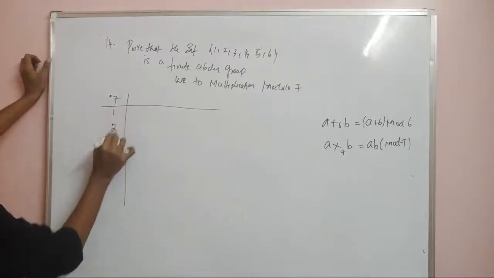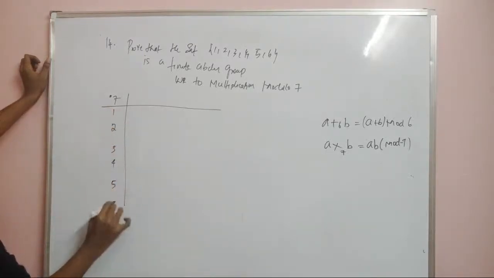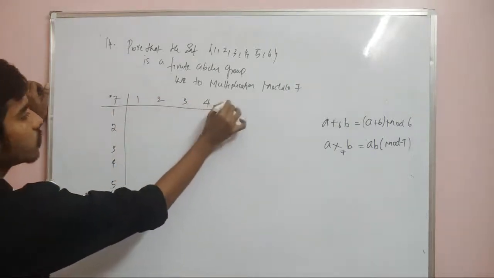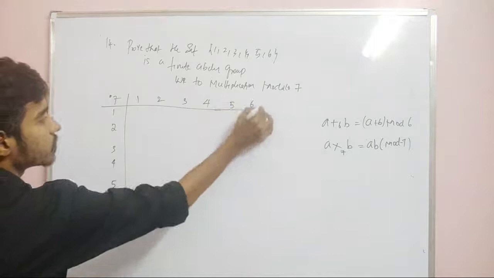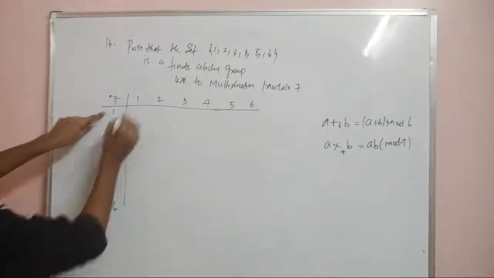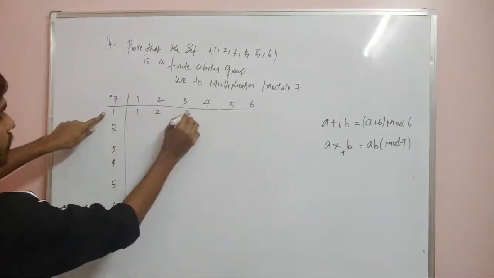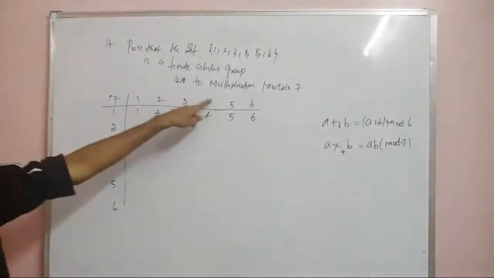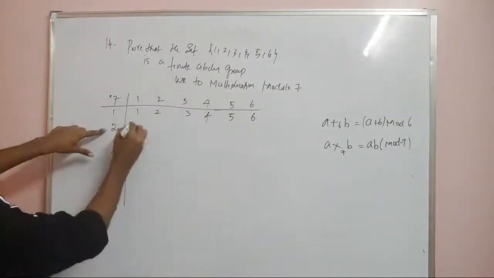So 1, 2, 3, 4, 5, 6 and this is 1, 2, 3, 4, 5, 6. Now 1 into 1 is 1, 1 into 2 is 2, 1 into 3 is 3, 1 into 4 is 4, 1 into 5 is 5, 1 into 6 is 6. Remember multiplication mod 7.